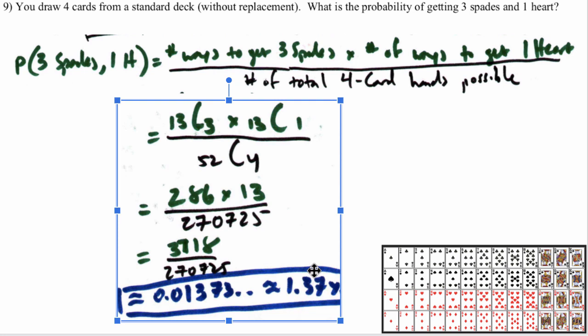Okay, so in summary, combinations are similar to permutations, except order does not matter. Try the homework. I'll post a hint later on.